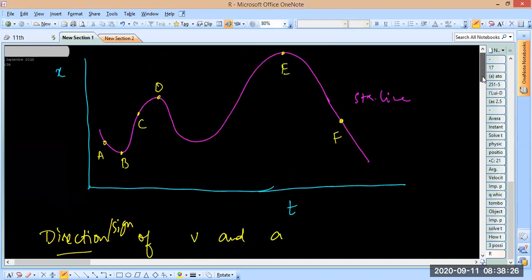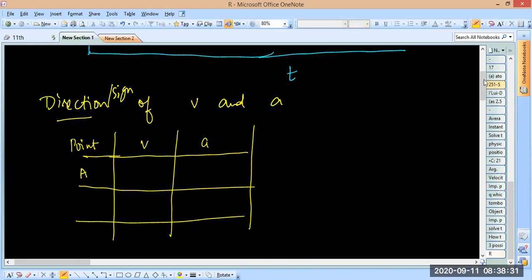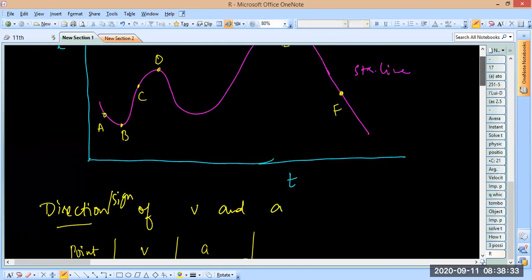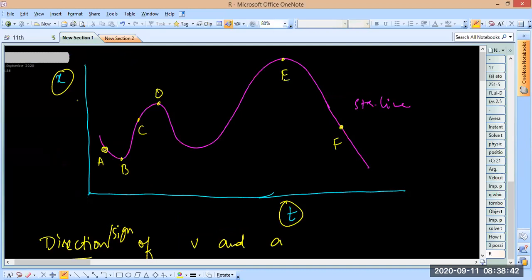Okay, let's start. So at the point A over here, I want to find the direction of velocity. How do we find velocity from this graph? Yes, slope of tangent.